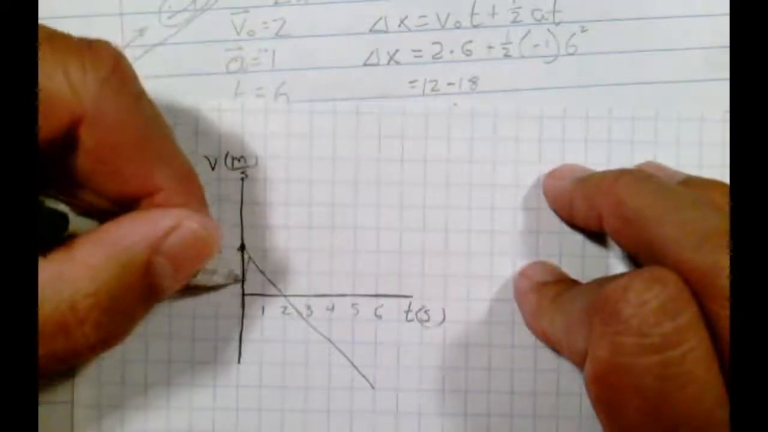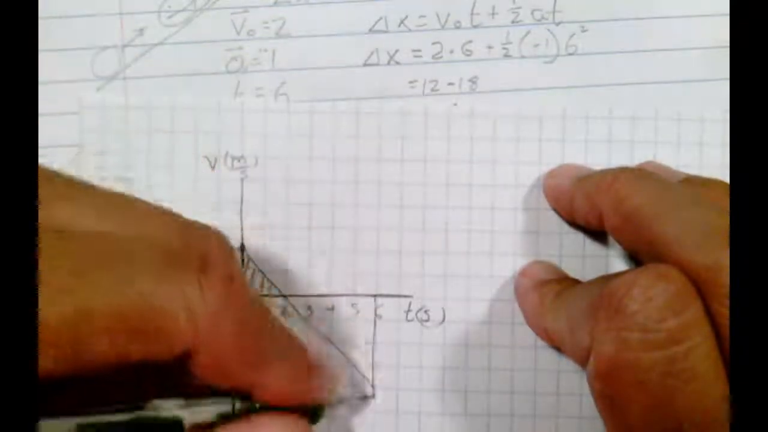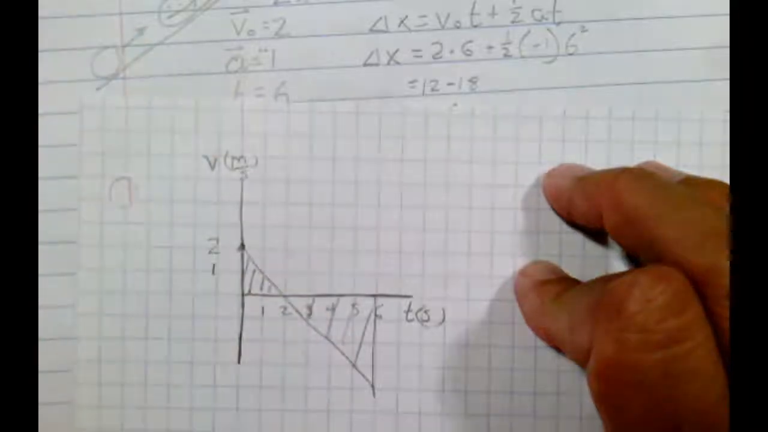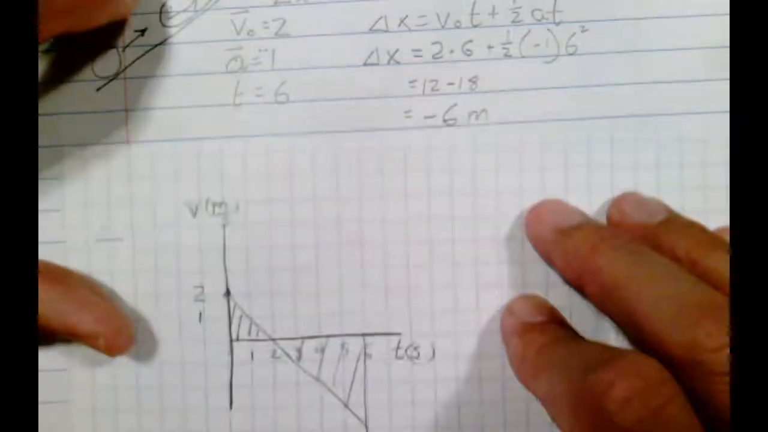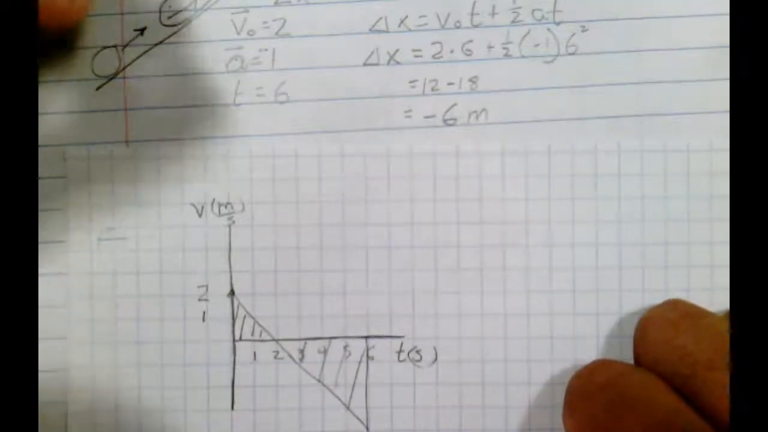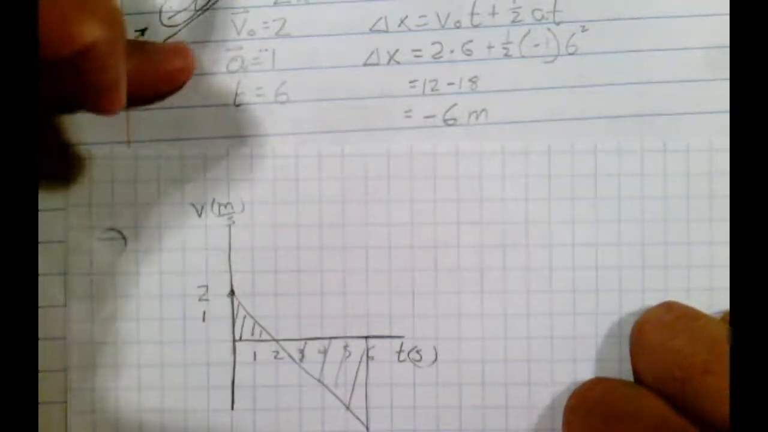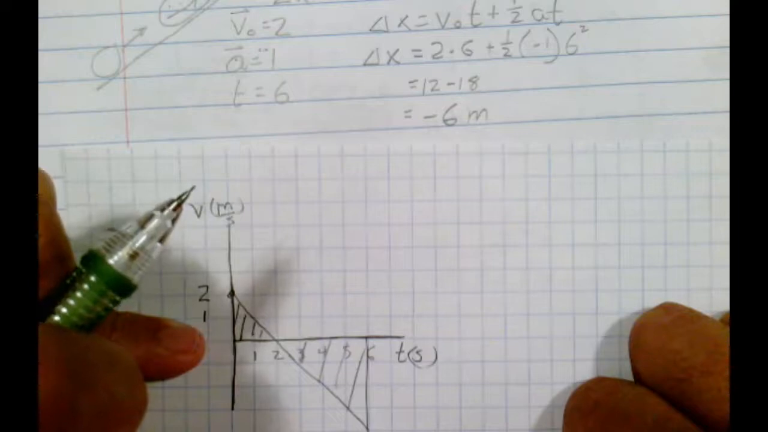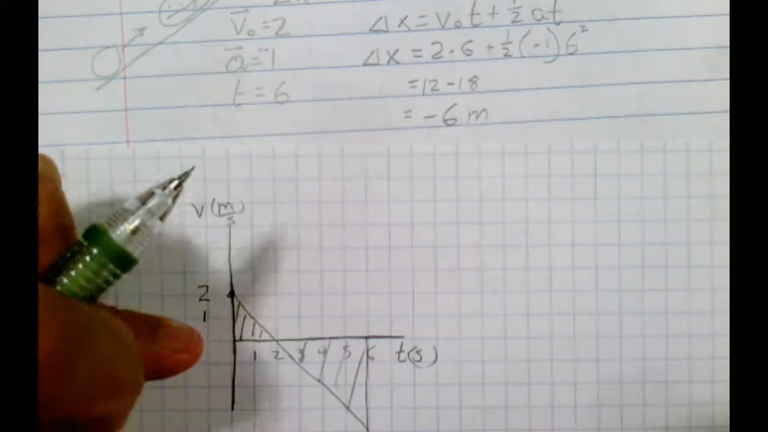And we could find out the displacement like that. Okay, and it should come out to be -6 meters. I want to make sure you can solve these this way and solve these that way. Okay, we've got to think about them multiple ways.